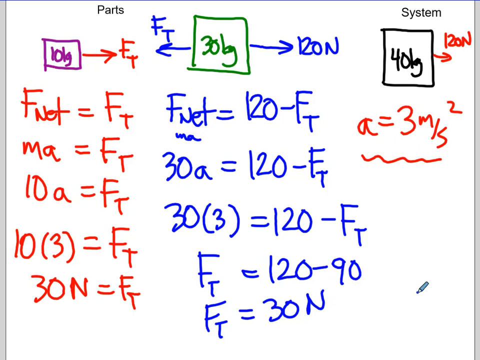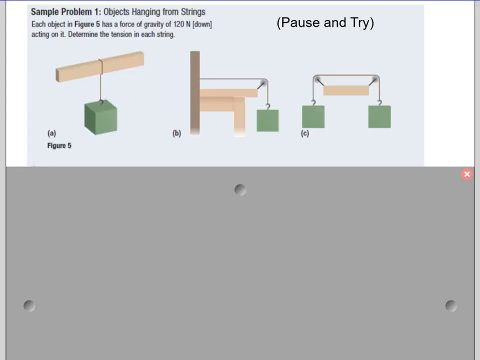Now you wouldn't do both boxes here. You would just do one of these, either the 10 kilogram or the 30 kilogram, but I wanted to show you that no matter which one you do, you get the same answer. But the key is there is a part and there is a system thinking process that we have to get our head wrapped around. Okay, so if you want to pause and try this, these are kind of fun. These mess people up. Mostly C messes people up, so just pause and give this a try. It's just asking for the tension in the string.